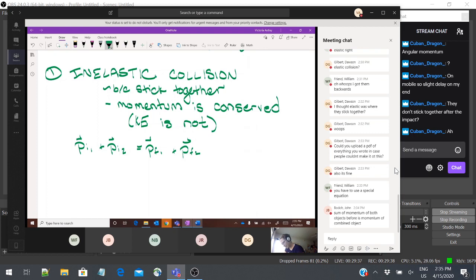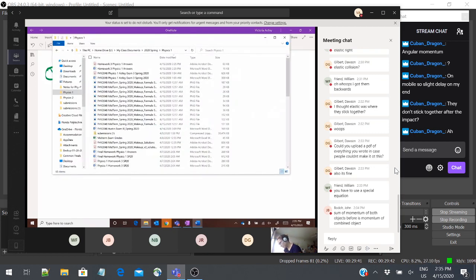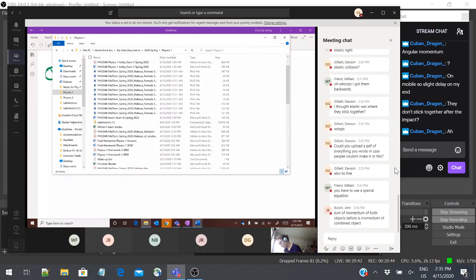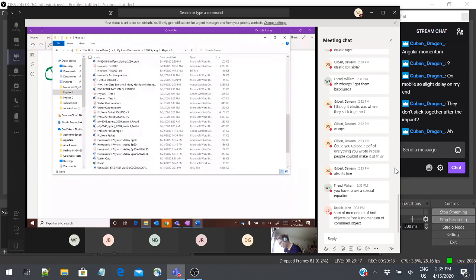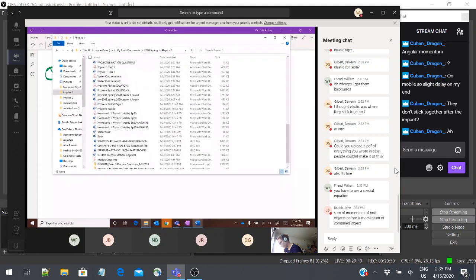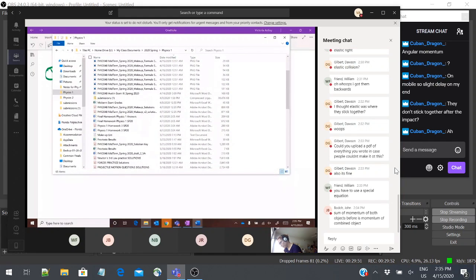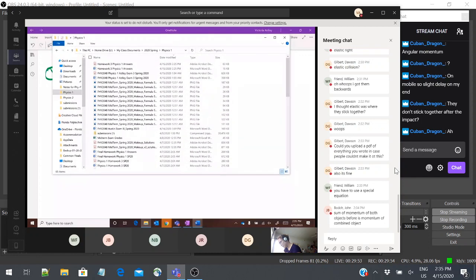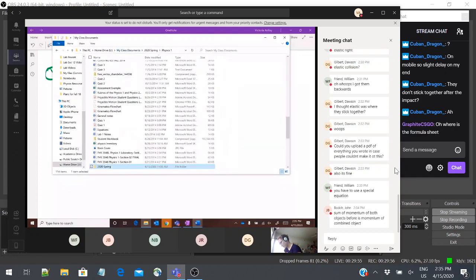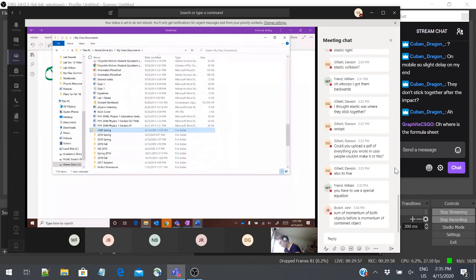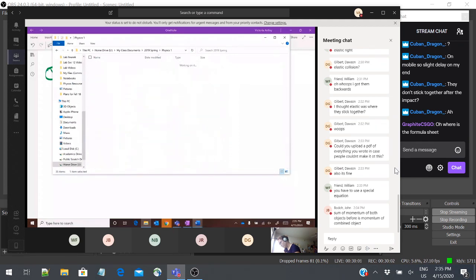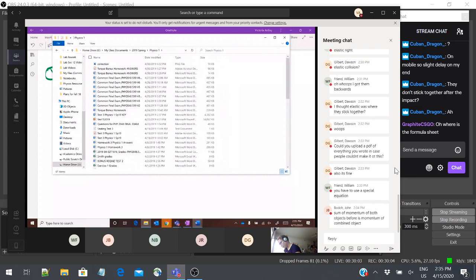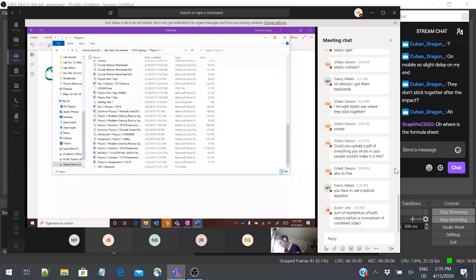Okay, this I think is on the formula sheet. Not 100% sure. I don't know where I have the formula sheet. I think it's in spring 2019. There we go.